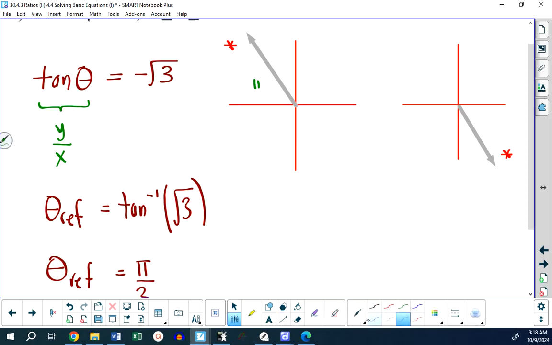This is pi over 3 as a reference angle. This is pi over 3 as a reference angle. I'm drawing them maybe bigger than they need to be. I don't know. I have a hard time judging angles.